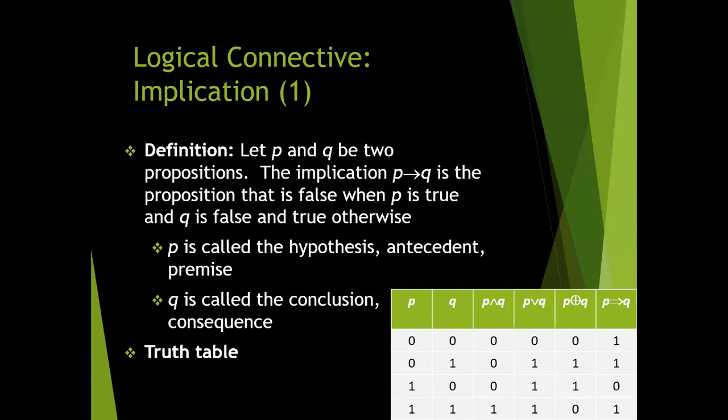As I told you, the implication will be false when the first one is true and the second one is false. Means the first proposition is true and the second proposition is false. Then and only then it will give the output as false. For example, if proposition P is false and proposition Q is false, then the output will be true.